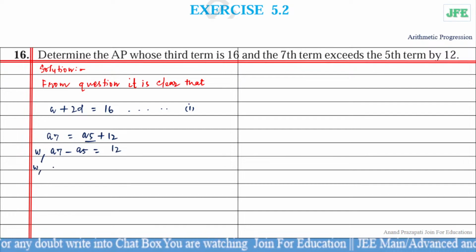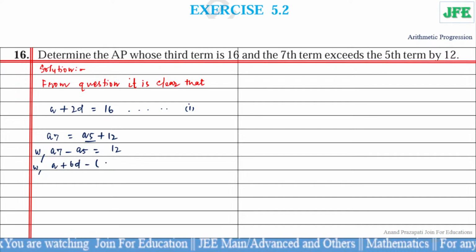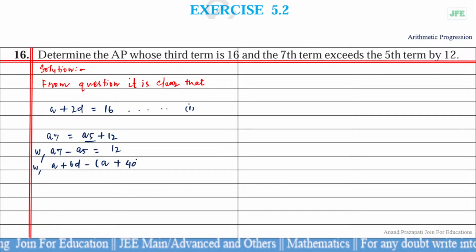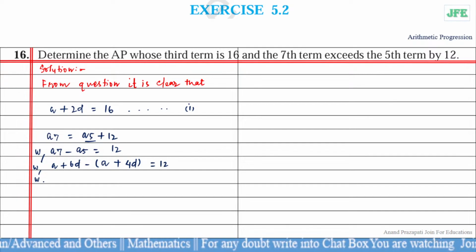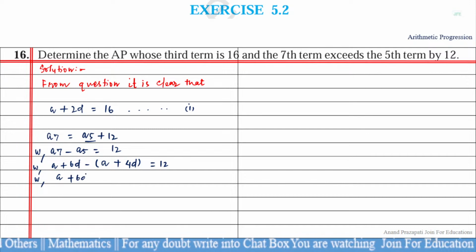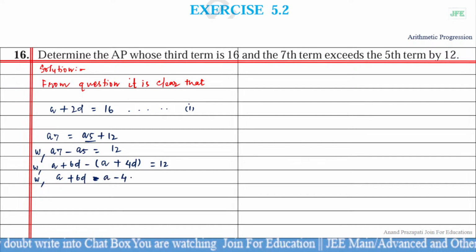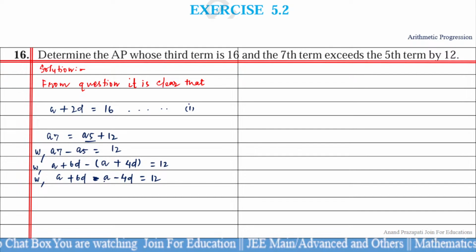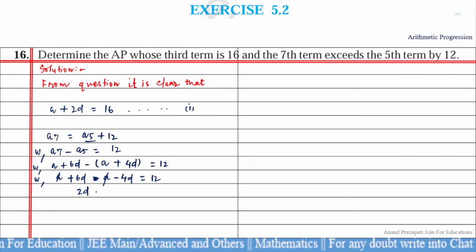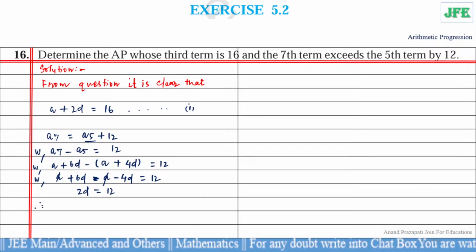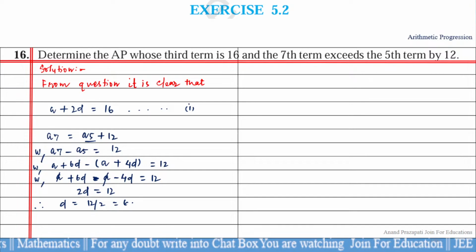So the value of a7 is a plus 6d, and minus the value of a5, which is a plus 4d, equals 12. So here it will be a plus 6d minus a minus 4d equals 12. We cancel out a, then we get 6d minus 4d, which is 2d, equals 12. Therefore d equals 12 by 2, which is 6.